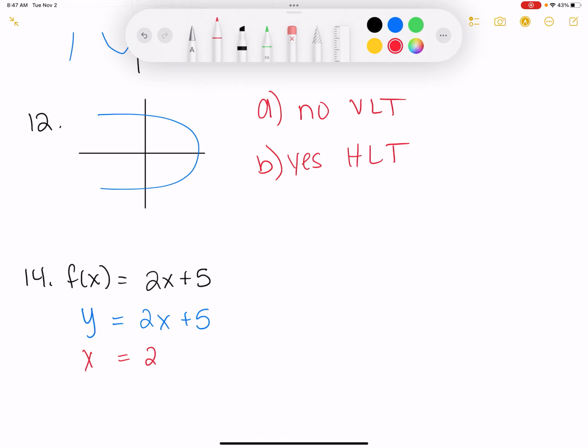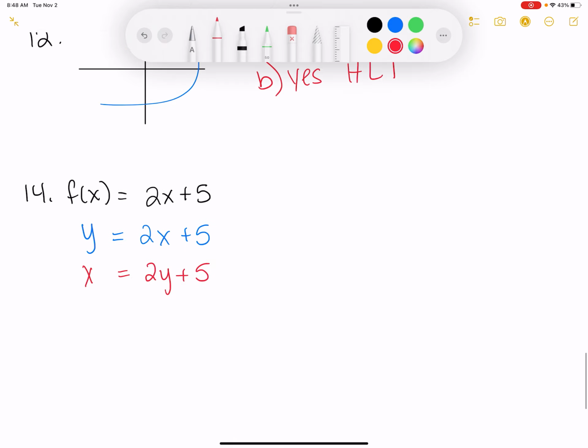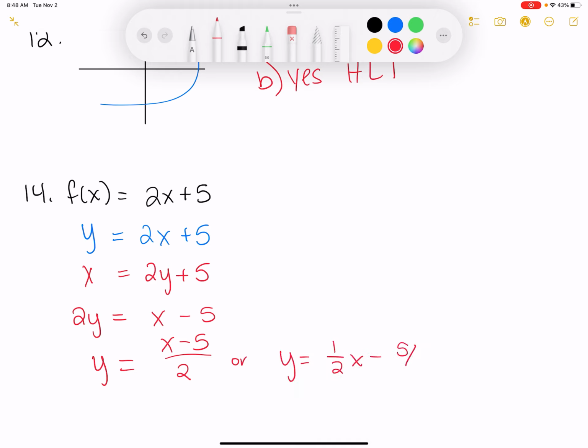So x is equal to 2y plus 5. And now I just want to get y by itself. So how am I going to get y by itself? Subtract 5. So I'm going to go ahead and put my 2y on the left, because I'm going to ultimately want it there. So x minus 5. Then what? Divide by 2. So y equals x minus 5 over 2. Or you can write it as y is equal to 1/2 x minus 5/2. They both are the same thing. I'm okay with either form.